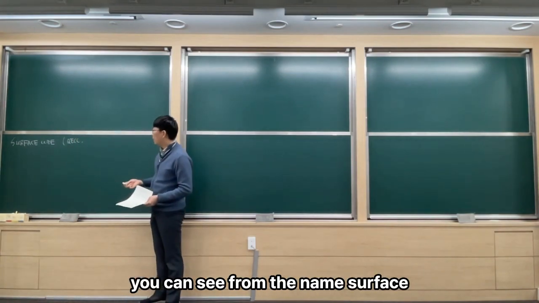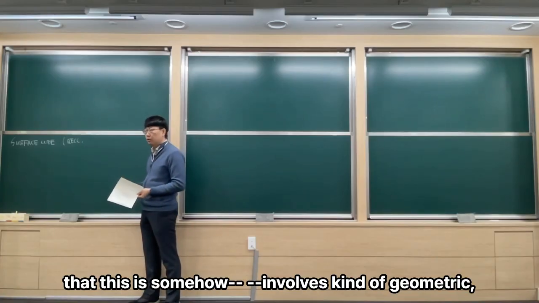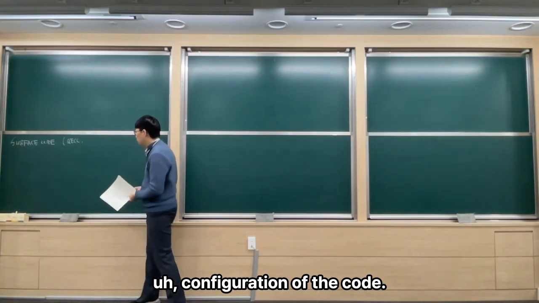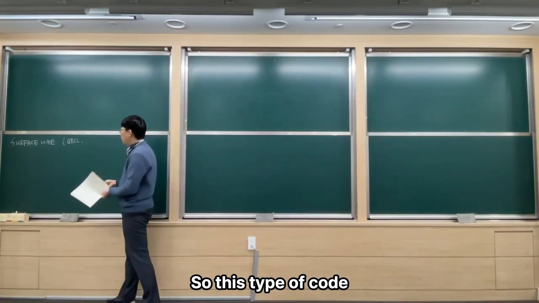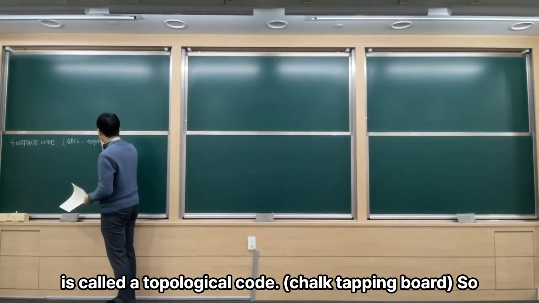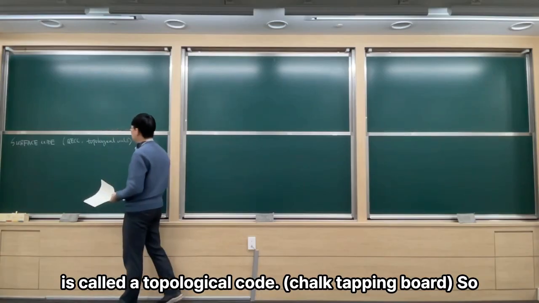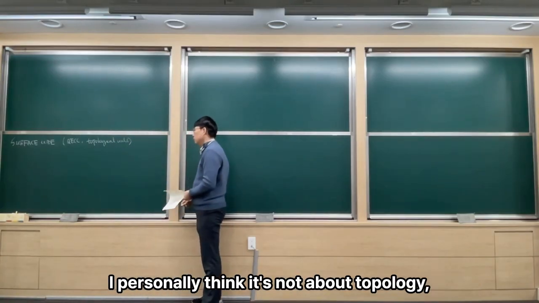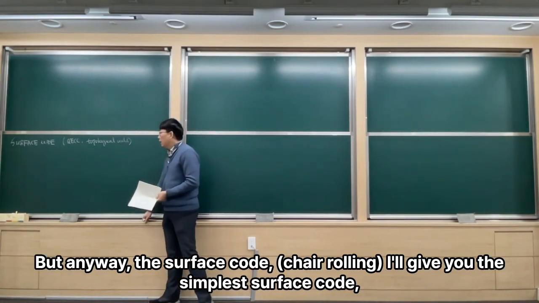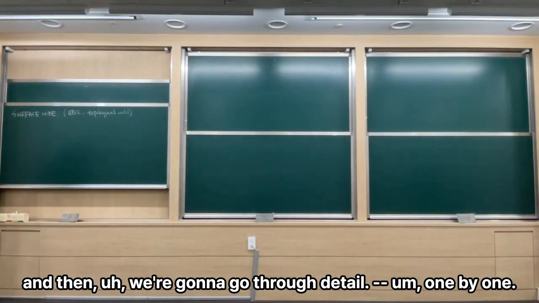So you can see from the name surface that this somehow involves a geometric configuration of the code. This type of code is called a topological code. I personally think it's not about topology, it's actually about geometry. But anyway, the surface code, I'll give you the simplest surface code, and then we're going to go through the details one by one.